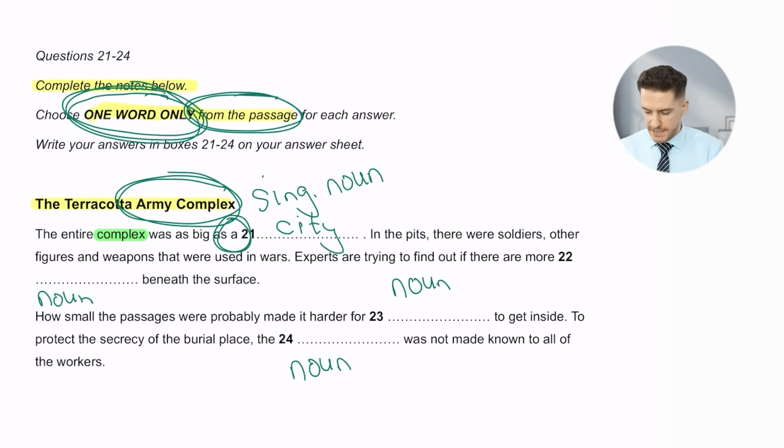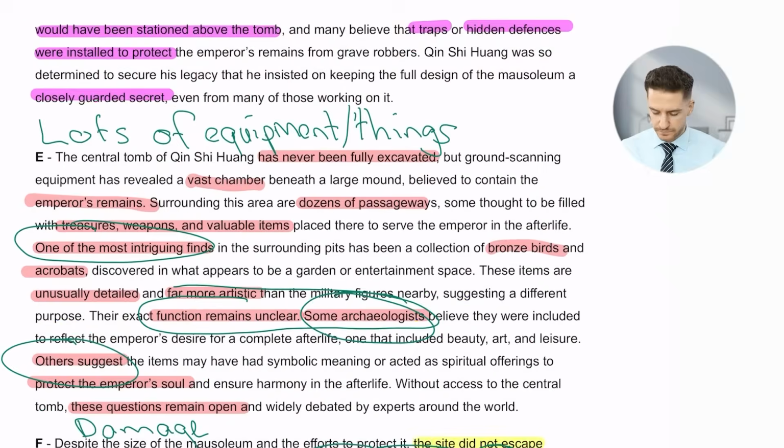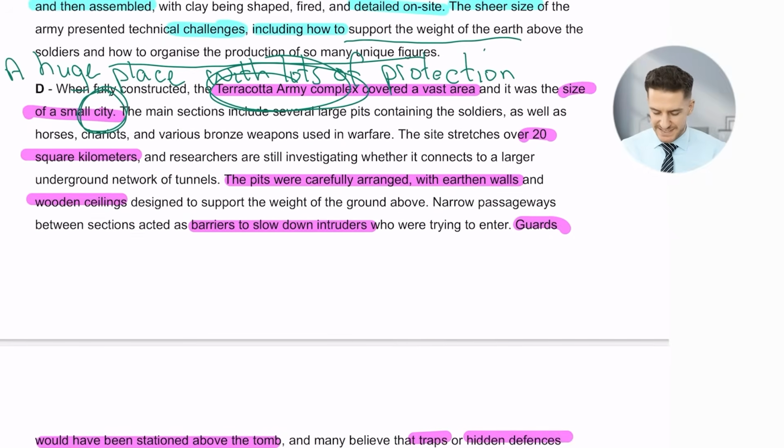Let's keep reading. Let's look at the next question. In the pits, okay, that's important. There were soldiers, other figures and weapons, okay? Experts are trying to find out if there are more something beneath the surface. Okay, so we're looking for, experts, they're looking for something. Is there something more beneath the surface? So let's go back up and go back to paragraph D. So the last answer was here, city.